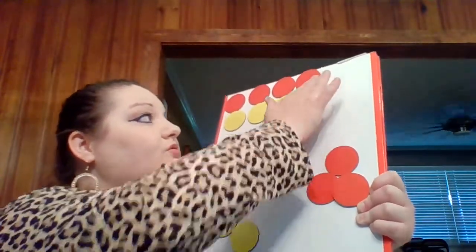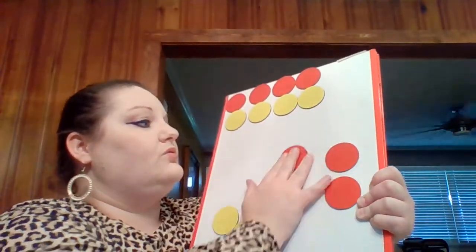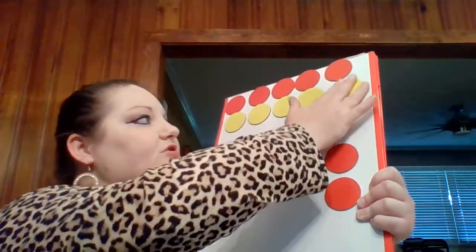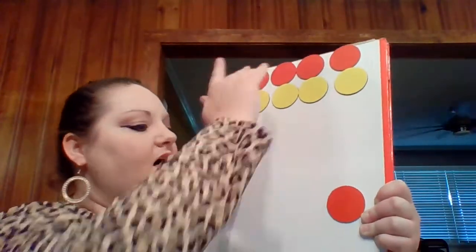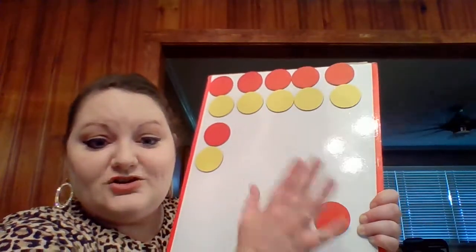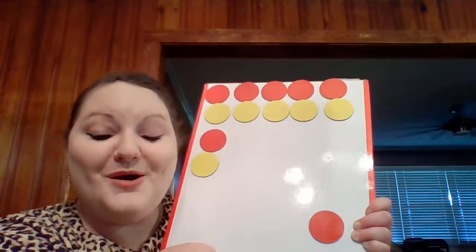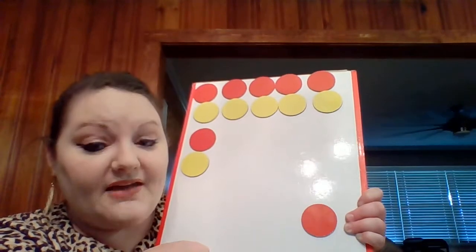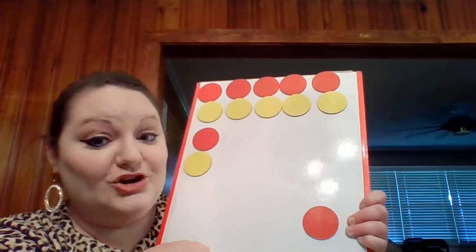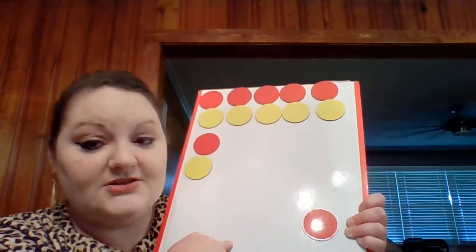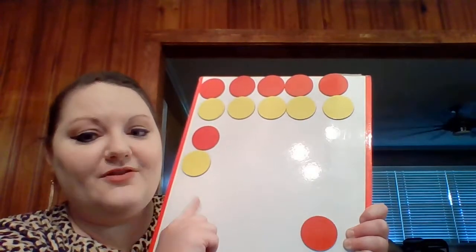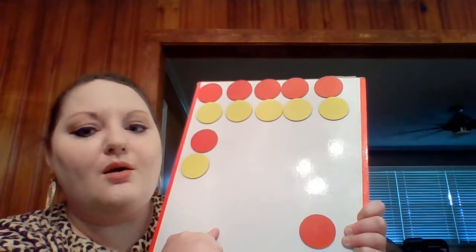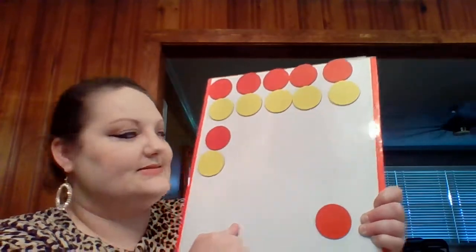At this point in time, I don't know what quantities I have. I'm just matching them to see. Oh, they all have a match with the red. So there's one left over, so I know that the red is more and the yellow is less. I do know that they don't all have a partner, so they're not the same. Now, let me count them to see what numbers are more and which ones are less.